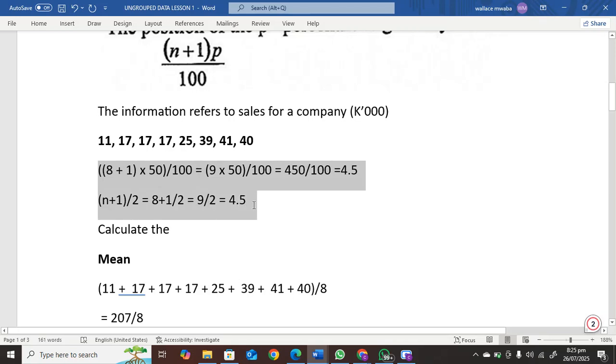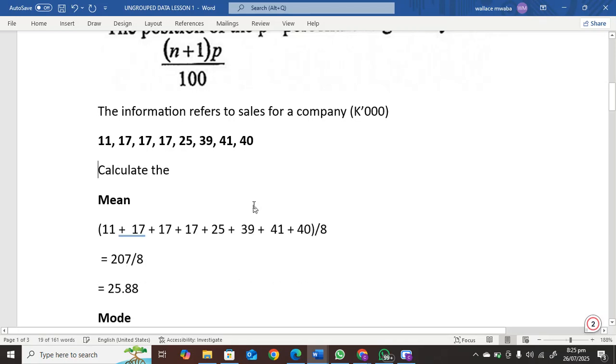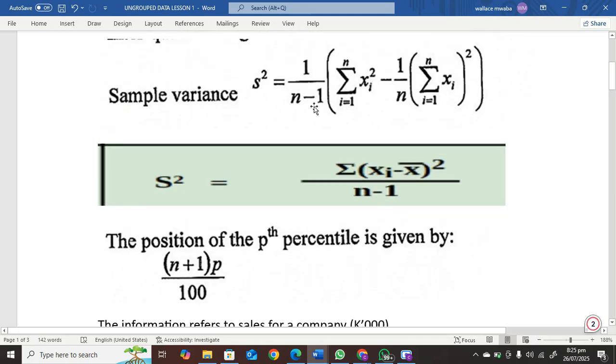Okay, now we need to calculate the standard deviation. To get the standard deviation, you get the variance, which is just the standard deviation squared, then the standard deviation. Last time we used one formula. Today we're going to use this formula.